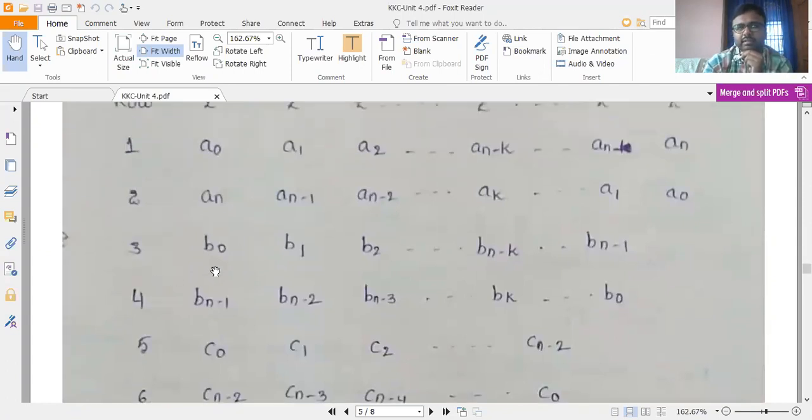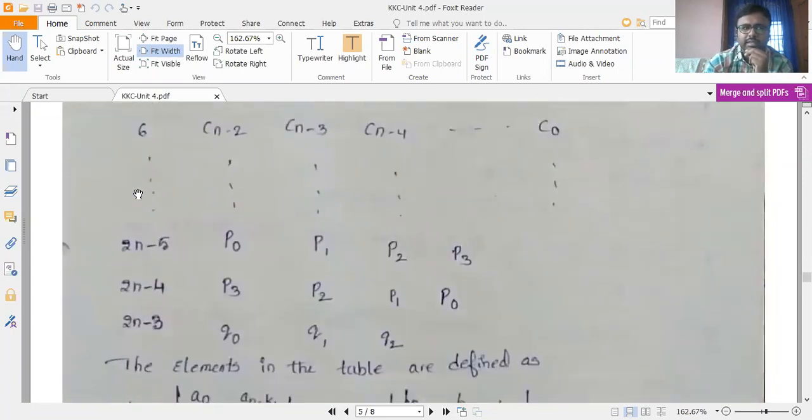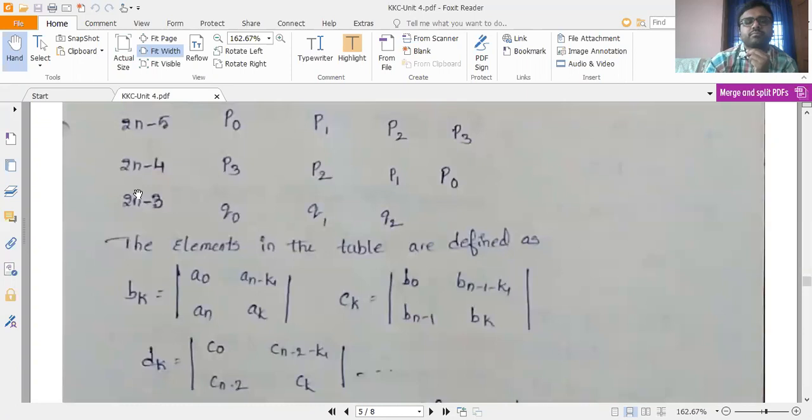So the third row values, that is b0, b1, b2, and so on up to bn minus 1, are the values that have to be obtained from the calculation part of the first row and second row. In order to obtain the values of b0, b1, and so on up to bn minus 1, we have a standard determinant: bk is equal to the determinant of a0, an minus k, an, and ak.